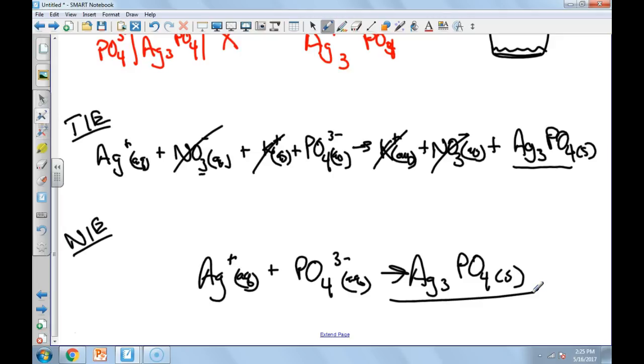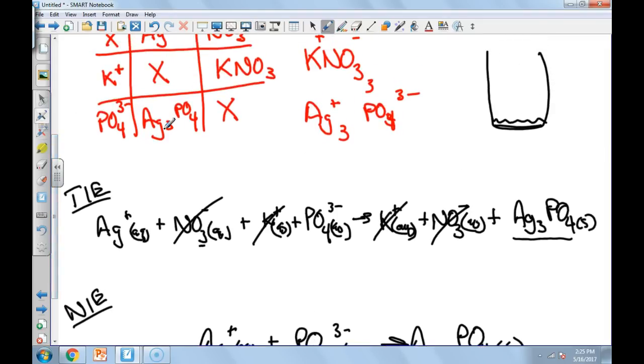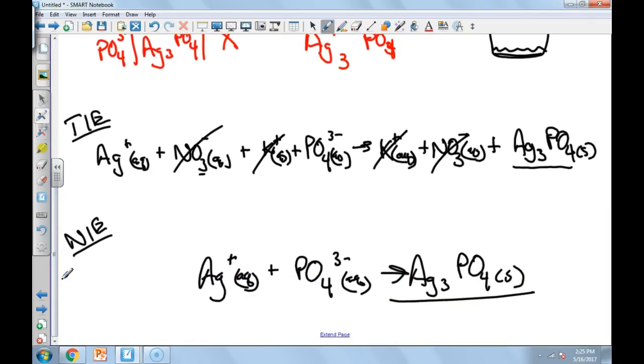And now we can balance this guy. Again, I can't emphasize enough how awesome it is to have this already done for you. That work is invaluable as we keep going. Okay, so how many silvers do we have? Let's balance in blue. How many silvers do we have? We have 3 here, but only 1 here. So I'm going to put a coefficient of 3 there.